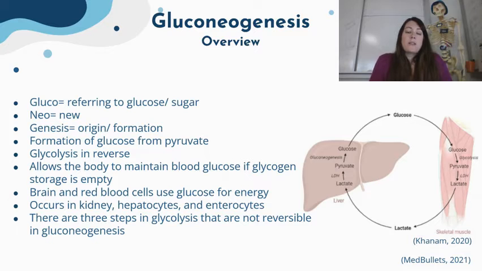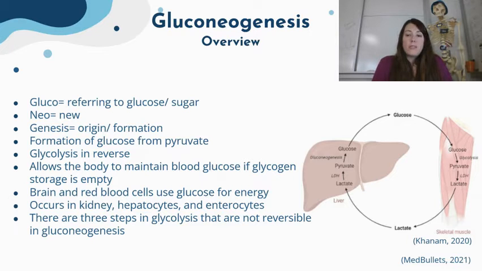Now, this process allows the body to maintain blood glucose if glycogen storage is empty. The brain requires at least 50% of its calories from glucose, and red blood cells use solely glucose for energy. But glucose is not always available at sufficient levels. So our bodies have a process that makes glucose from other compounds, such as lactate, pyruvate, and certain amino acids.